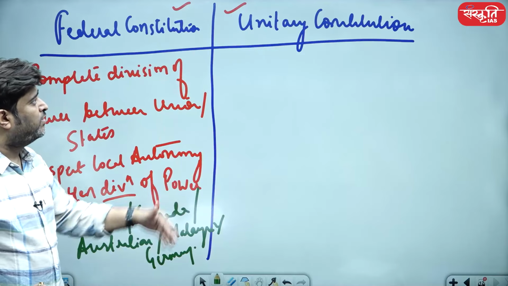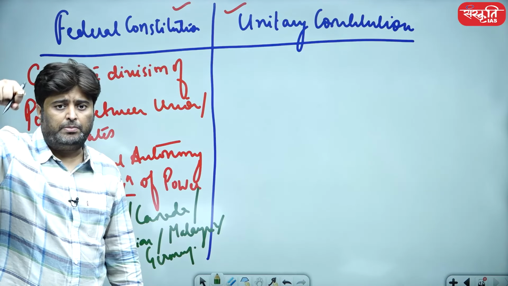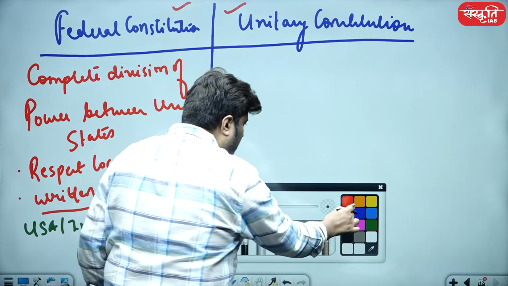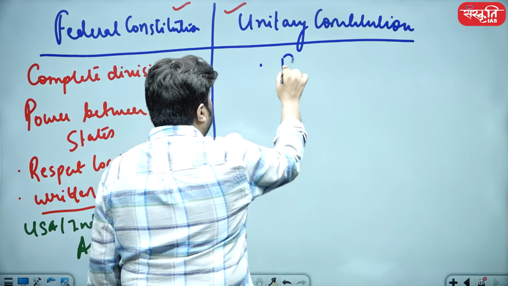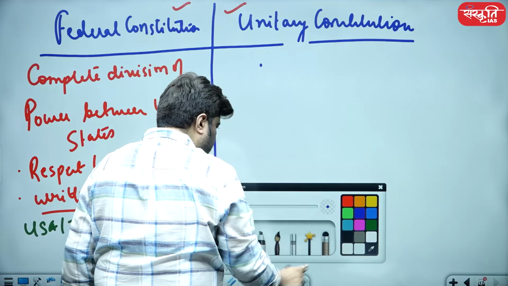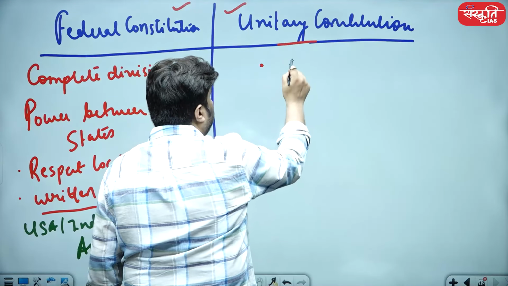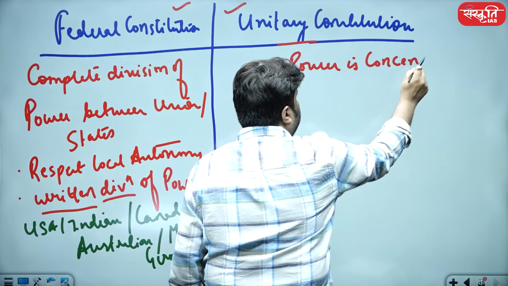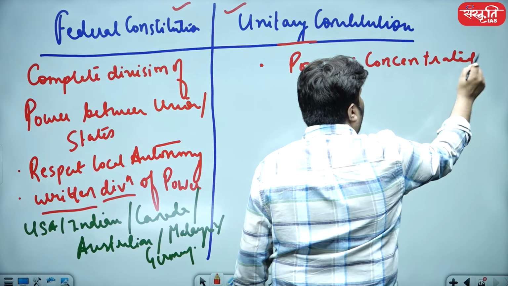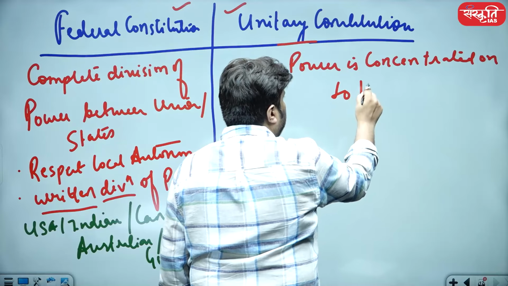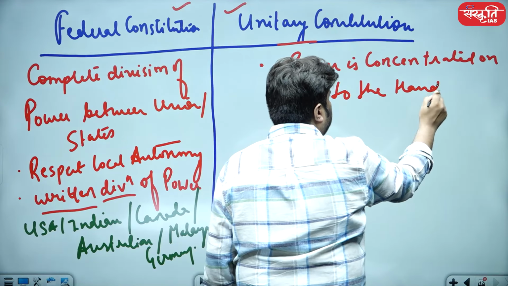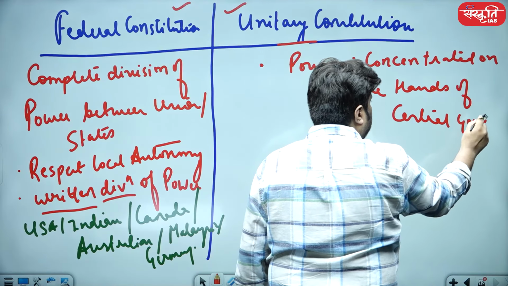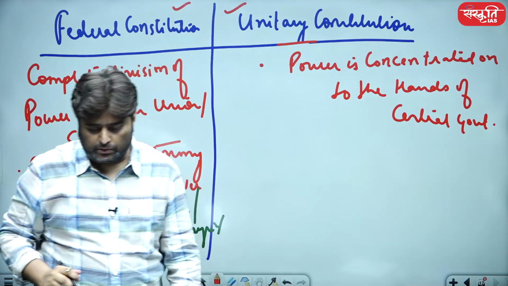And as far as the unitary constitution, which means power belongs to the central government alone. So in the unitary constitution, or let me write with red marker. In unitary constitution, power is concentrated onto the hands of central government. Power is concentrated onto the hands of central government.